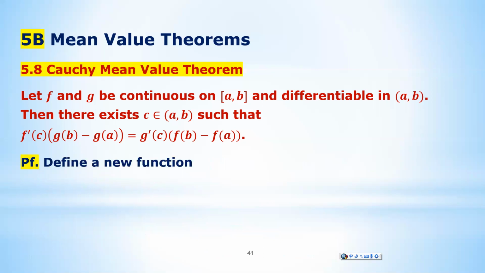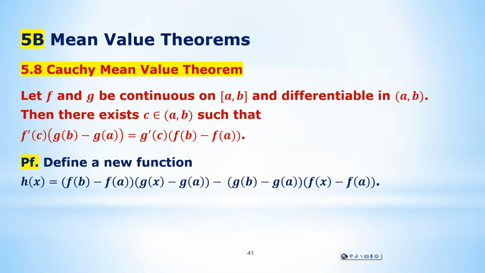Here I'm going to define a new function. The idea is to forget about the mean value theorem and try to use Rolle's theorem directly. This new function has no geometric meaning; it's difficult to express. This function is equal to f(b) minus f(a) as a constant times g(x) minus g(a), and then subtract the same expression with g and f exchanged. Call this the H function.